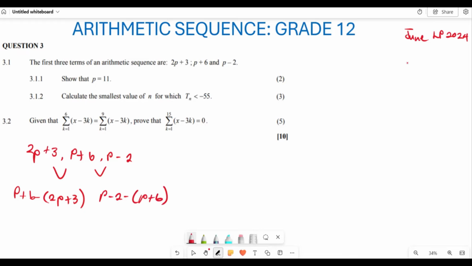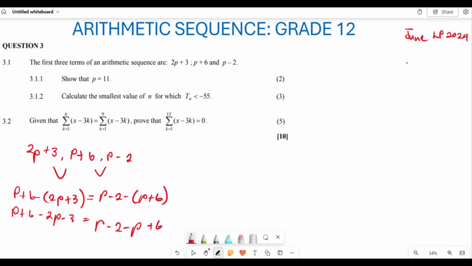Altogether. Now, there is one thing that we know here, right? We know that our difference when it comes to an arithmetic sequence must always be the same. So which means you can just equate these two because you know that the difference in there must always be the same, right? So this is same as P plus 6 subtract 2P, and then subtract 3, is equals to P minus 2, minus P, and then plus 6 altogether. And then we are going to collect like terms here, right?